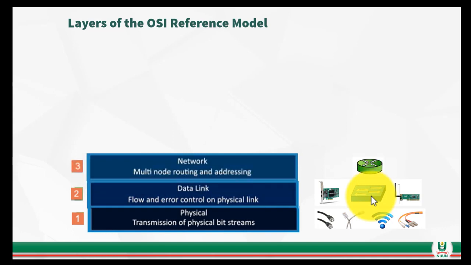The third layer is the network layer, and it is responsible for routing and addressing. So if you have IP addresses, routing, routers as we have here, those are layer 3 functionalities.